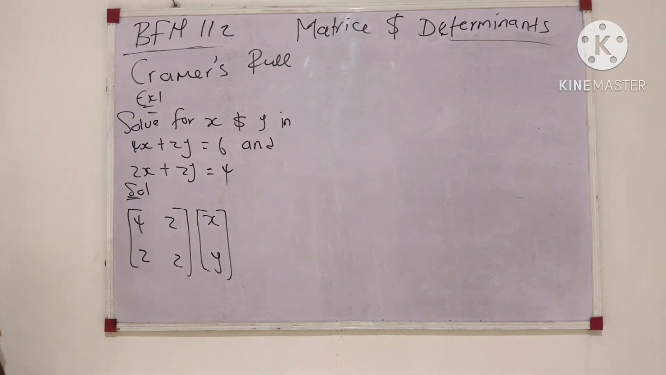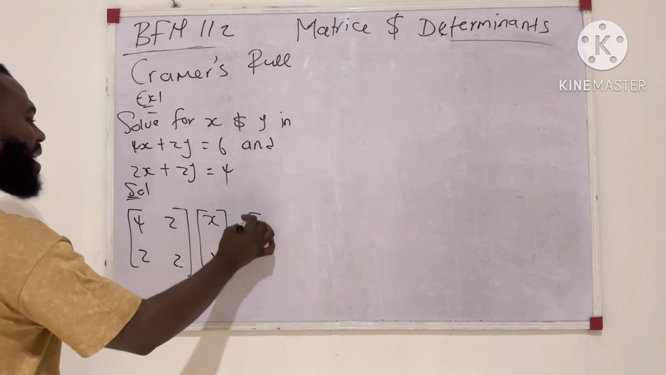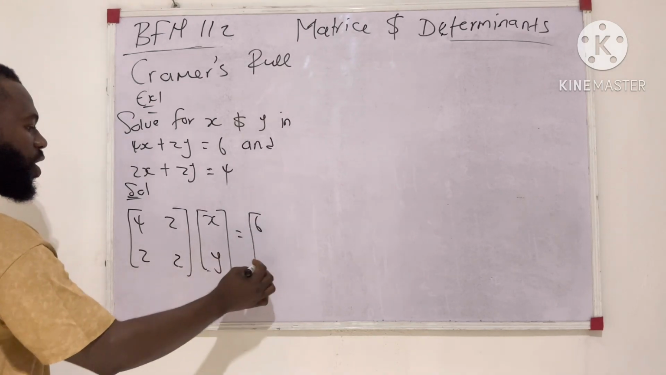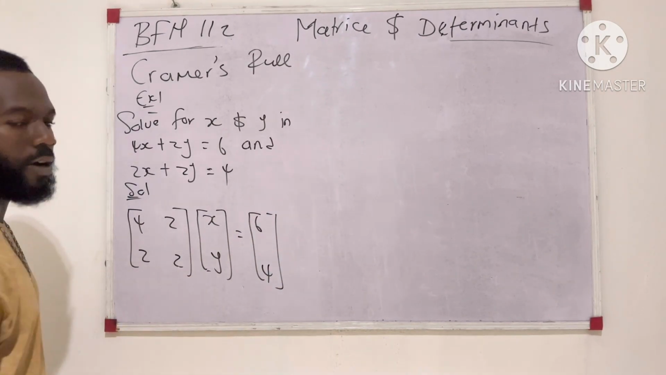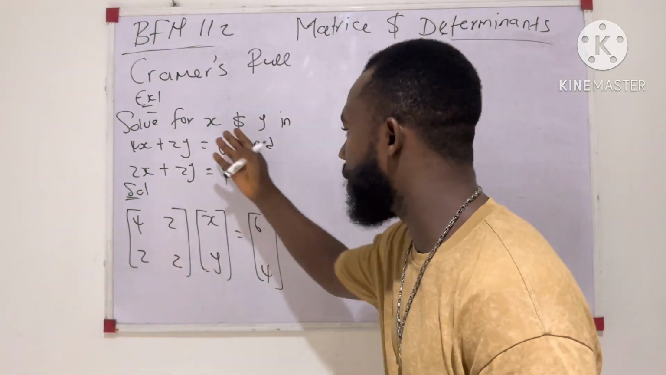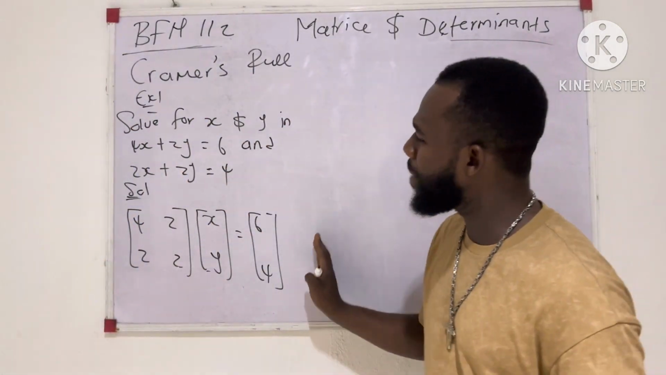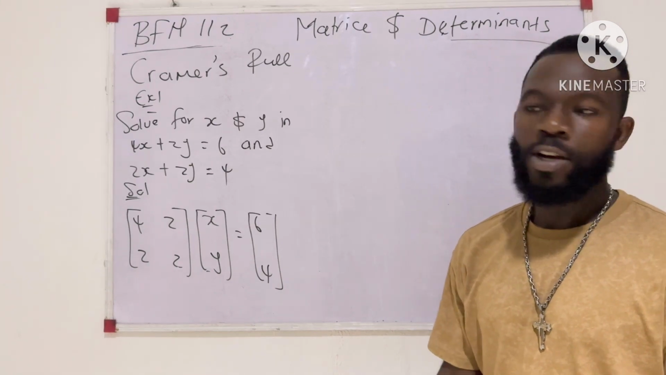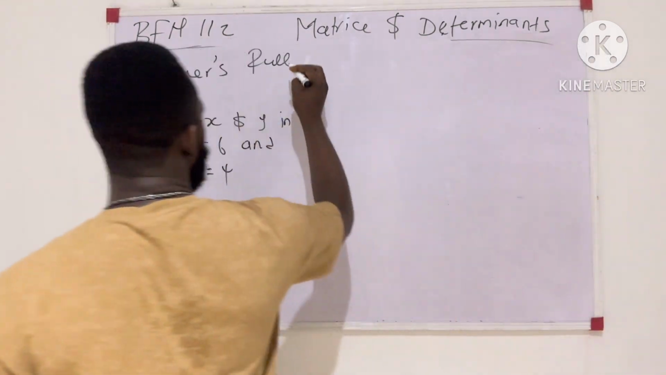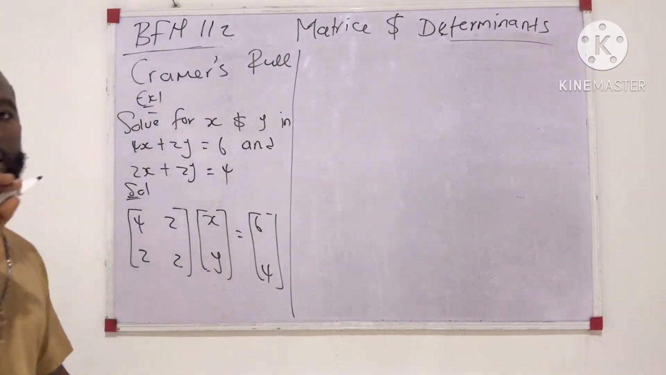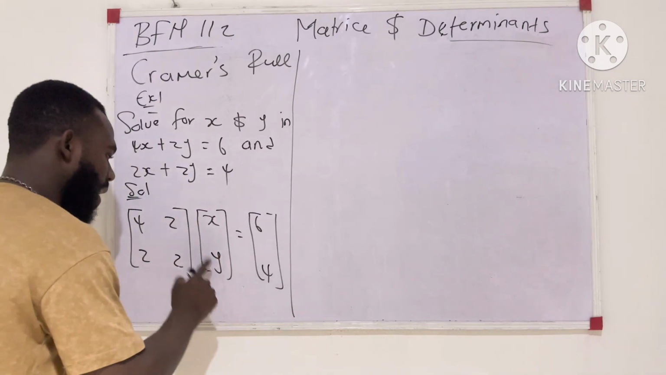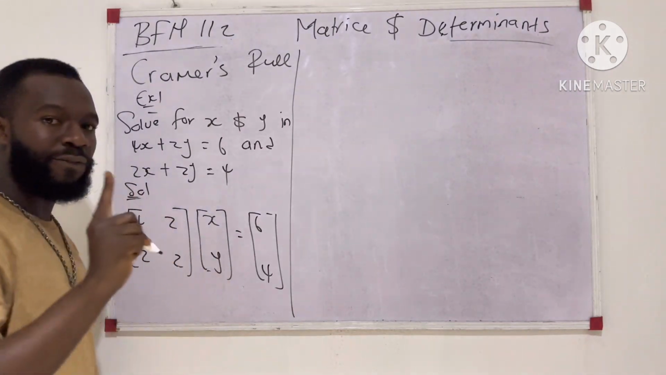Step by step. Equal to. Now my last column talks about the constants, which are 6 and 4. So you see now, we have finally brought this equation to look like a matrix. This is now in matrix form. So now that I've gotten this, what do we do next? Don't forget we're looking for the value of x and the value of y.